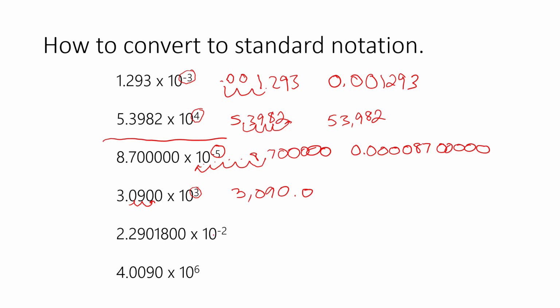Here we have this number, and we're going to move it 2 places to make the number smaller. 1, 2. So it's going to be 0.022901800.